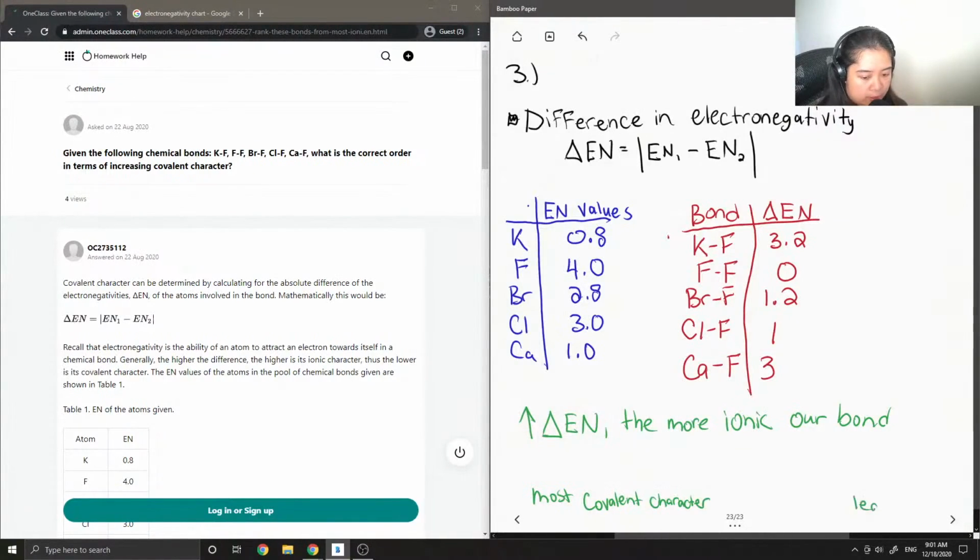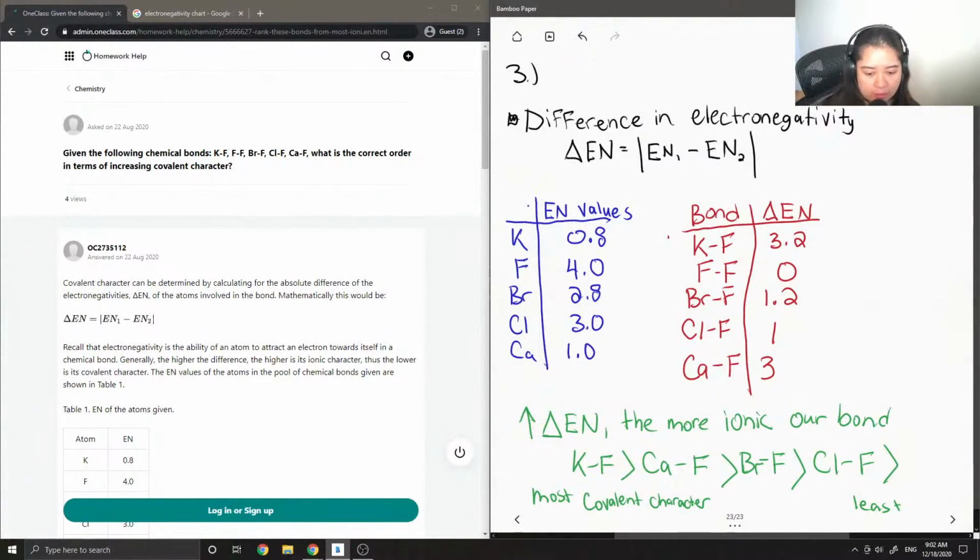to the least. So the highest delta En value was the potassium fluorine bond. So next is the calcium fluorine bond. And then bromine fluorine. And then chlorine fluorine. And then the one that has the least covalent character is the fluorine fluorine.